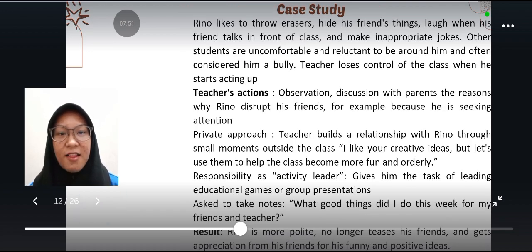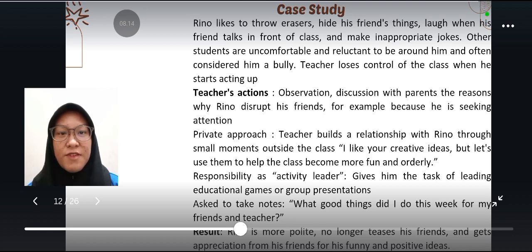Case study. Rino likes to throw erasers, hide his friends' things, talk loudly when his friends are speaking in front of the class, and make inappropriate jokes. Other students are uncomfortable and reluctant to be around him. He is considered a bully. The teacher loses control of the class when they start acting up.